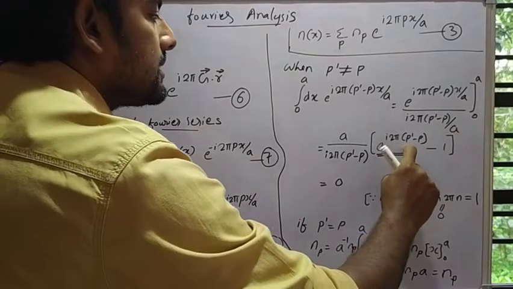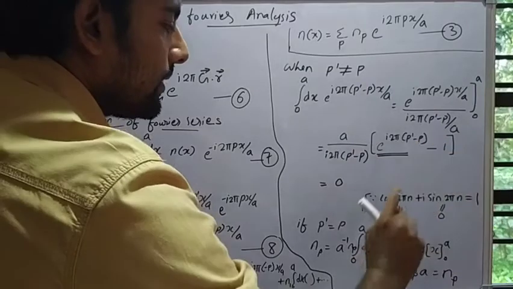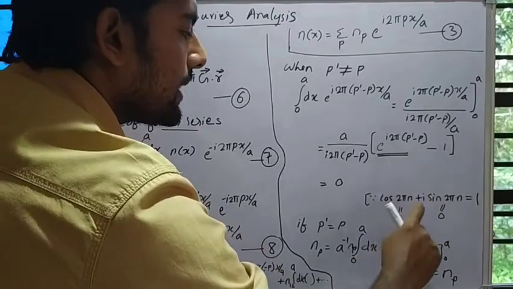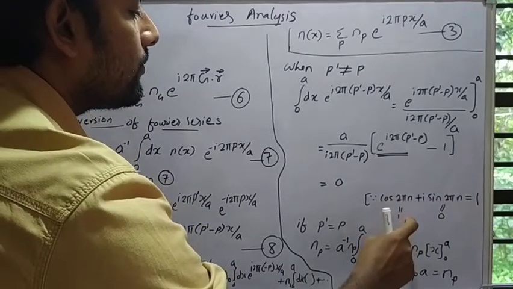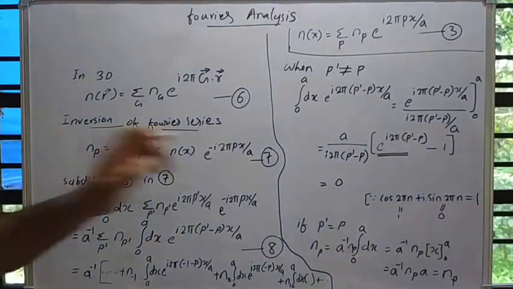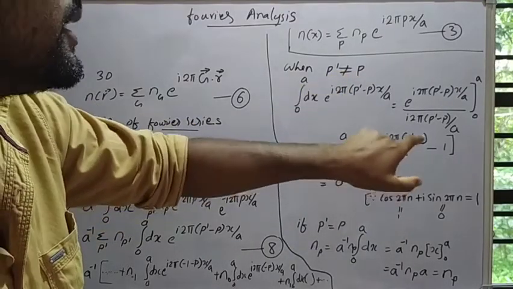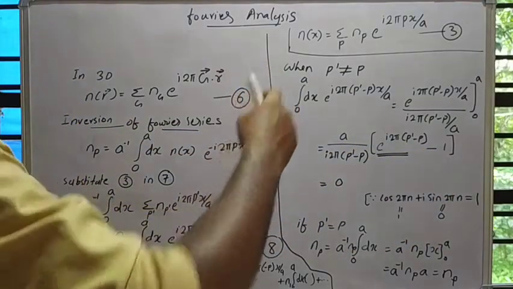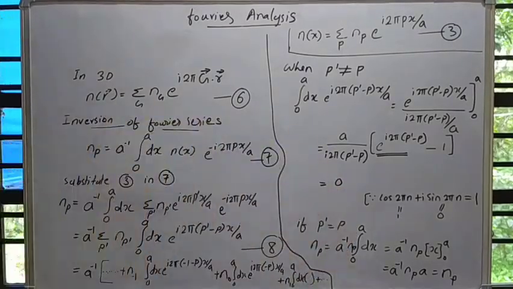When we subtract an integer from another integer, we get another integer. If that integer is n, then this term is cos 2πn plus i sin 2πn, and sin 2πn is equal to 0 and cos 2πn is equal to 1 if n is an integer. So this term will be equal to 1 when p' is not equal to p. This term will be 1, and 1 minus 1 equals 0. That means all the terms except the one having p' equal to p will be equal to 0.